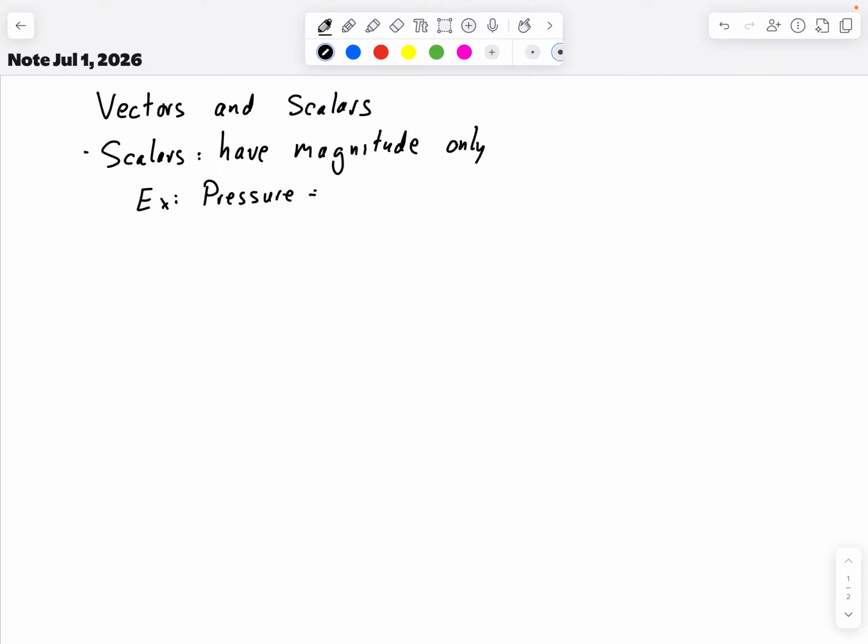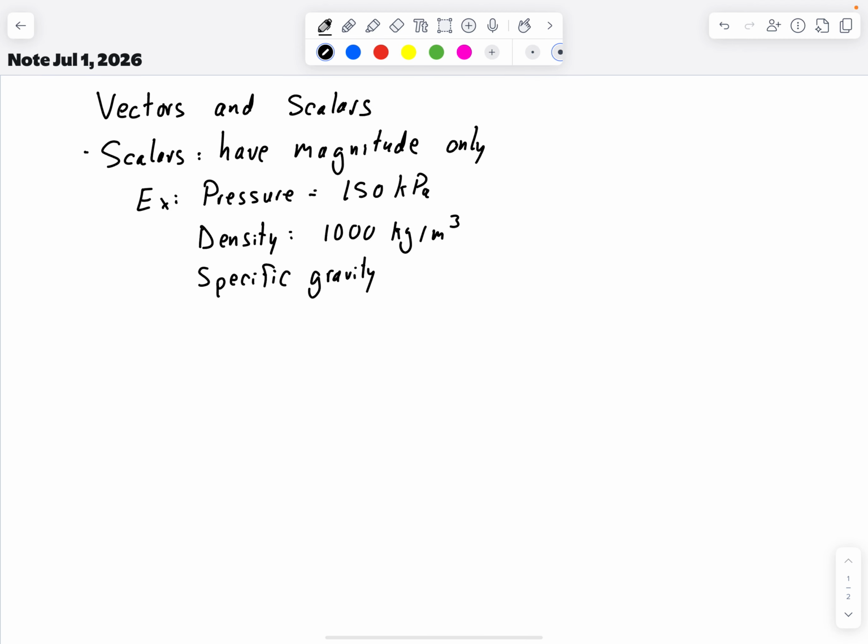So for example, a pressure of 150 kilopascals, or density, the density of a fluid. For example, the density of water could be 1,000 kilograms per meter cubed, or even specific gravity. Specific gravity does not have a direction associated with it. It's unitless, and it's just a magnitude.